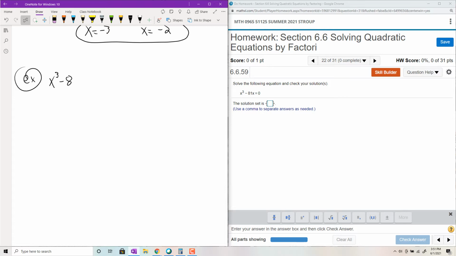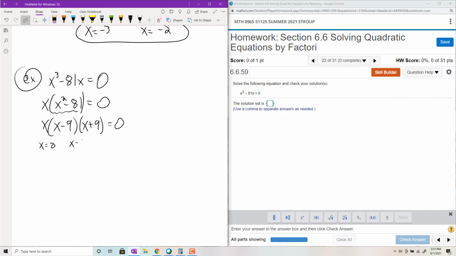X cubed minus 81x equals 0. Looks like I factor out an x. X squared minus 81 is 0. And then that's a difference of squares, so we're factoring completely. So x is 0, x is 9, or x is -9. Okay, that'll be our solutions. And then they want the solution set, so you just write 0, comma, -9, comma, 9. So don't forget the commas.